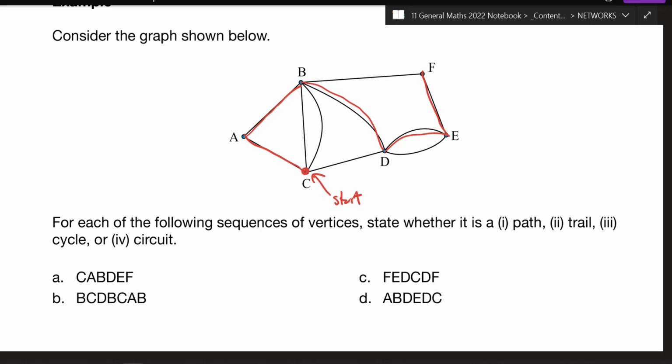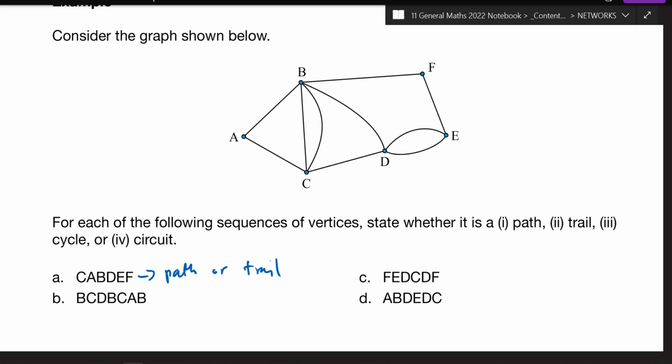This is tricky, because you could say it's a trail, or it could be a path as well, because you haven't repeated an edge and you haven't repeated a vertex. So you could say both. It could be either. I think we found in the SAC that this also happens. So it could be one or the other. Let's try the second one.